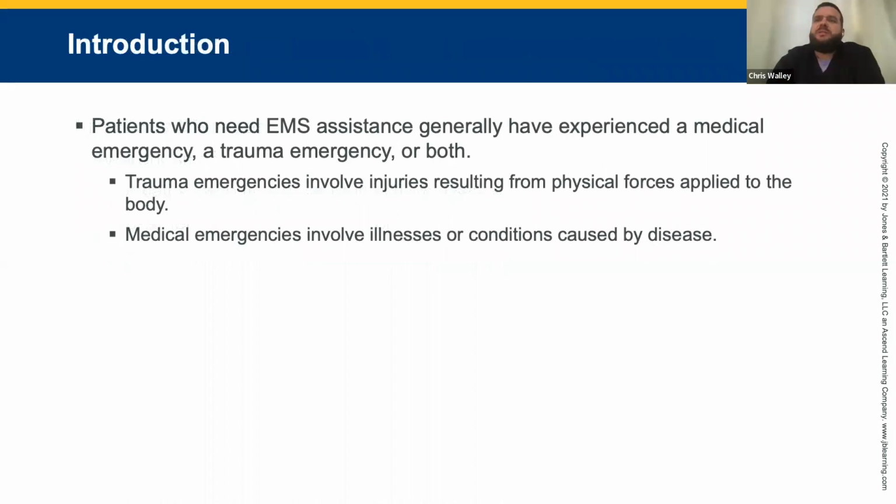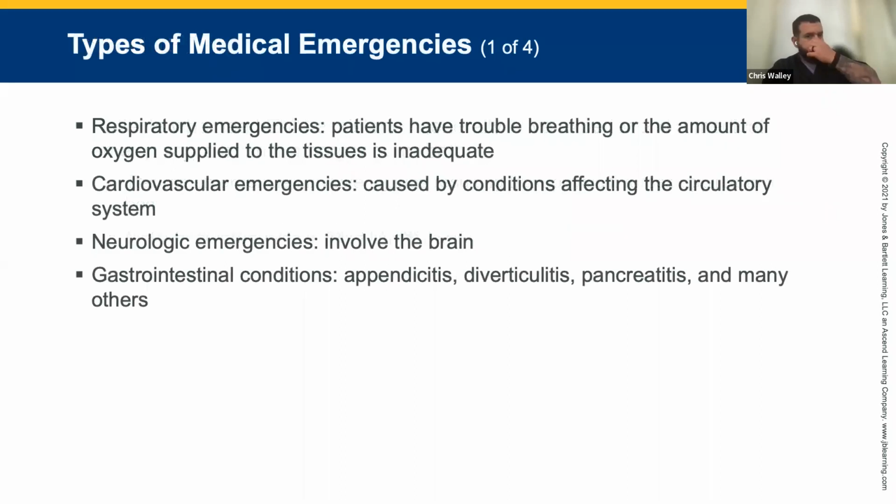Patients who need EMS assistance are generally having a medical emergency. It could be trauma or medical or both. Trauma emergencies involve injuries resulting from a physical force applied to the body. Medical emergencies involve illnesses or conditions caused by diseases. Let's say flu and croup, viruses, all those things fall underneath the medical side.